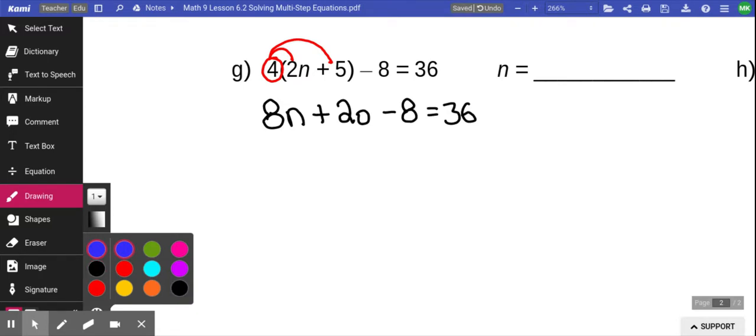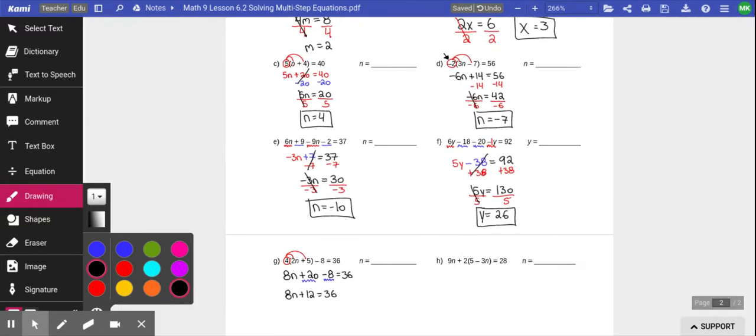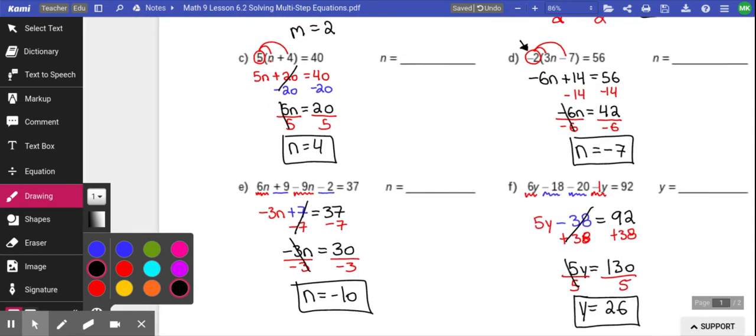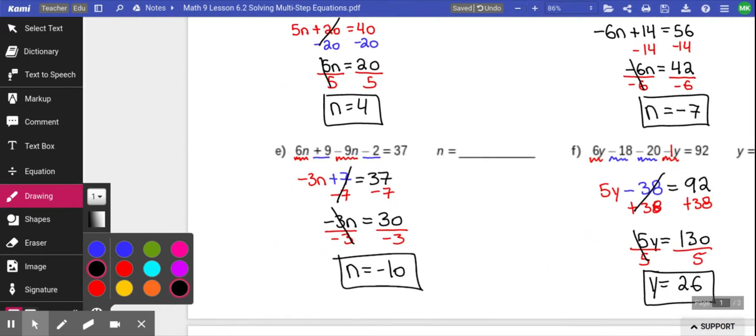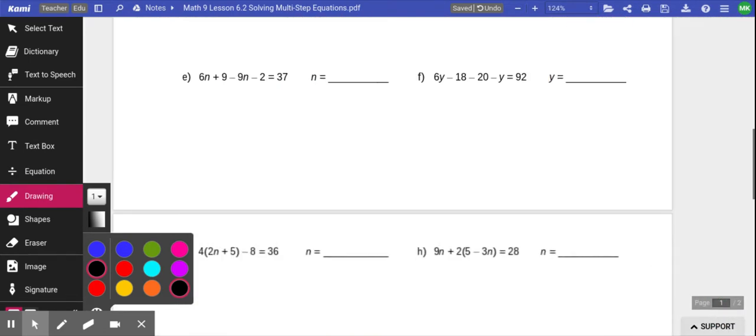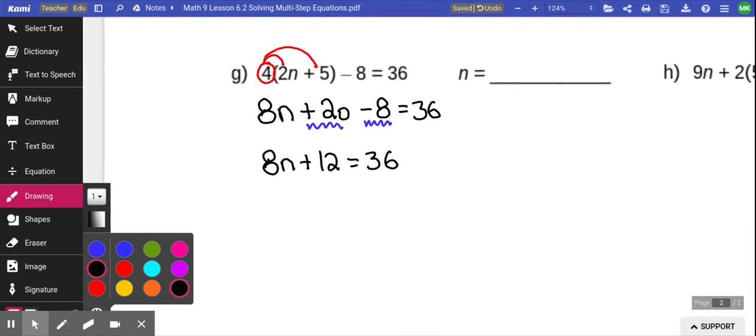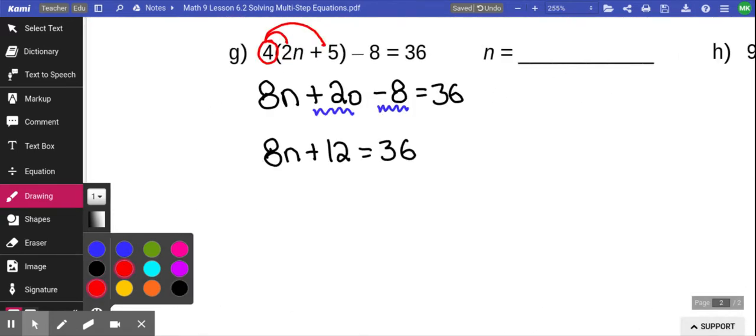After I multiplied, I ended up now having like terms. So I can actually combine those like terms. I now have 8n plus 12 equals 36. So in this case, I had to multiply to get rid of the brackets, and then I had like terms. It's like a mixture of the two questions above, right? So if we look at C, C had to multiply in. If I look at E, E had like terms. Now I had to multiply, then collect like terms. And then I focus on solving just like I always would.